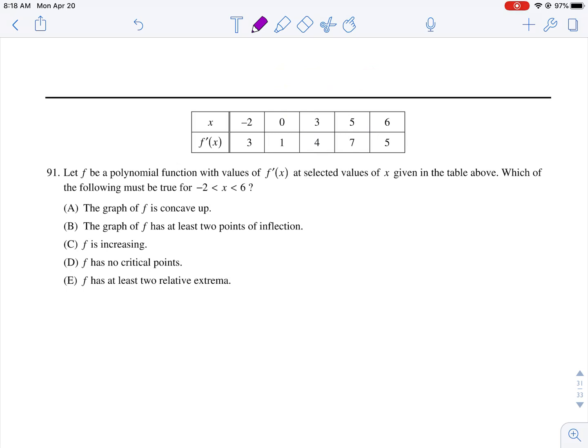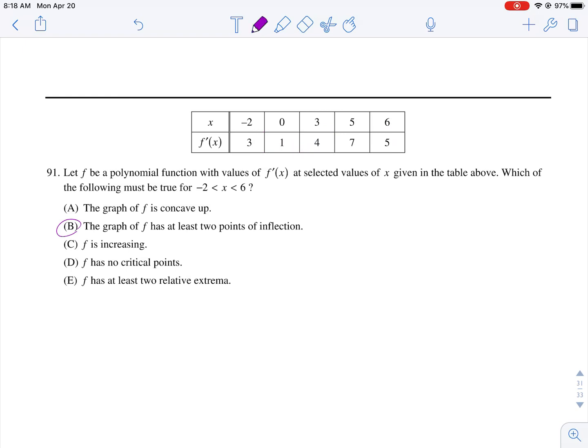The graph of f has at least 2 points of inflection. So f prime decreased here, then increased. So f prime changed from increasing to decreasing. That's an inflection point. Then it's still increasing, and then changed to decreasing again. So this one is true. But let's talk about why the other ones aren't.